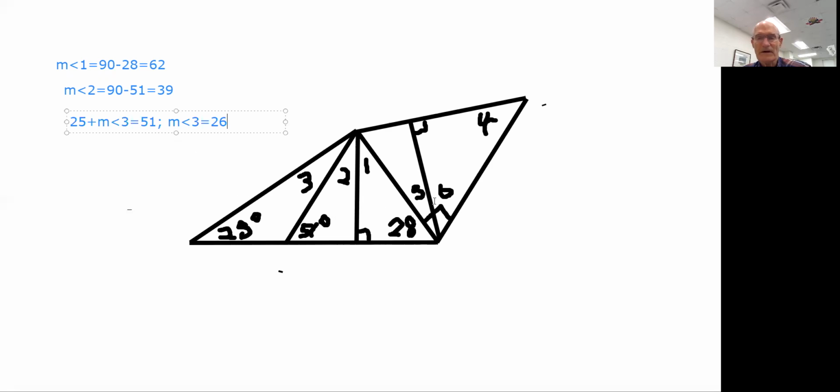Okay, now if I work my way across here, I'm missing something here. Let's see. I've got a 35 degree angle right here. So this is 35. I'll come back. I didn't put that 35 in there. This is 35.